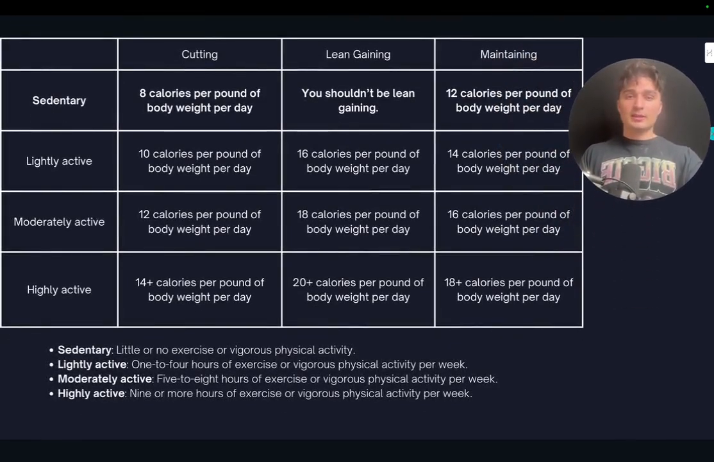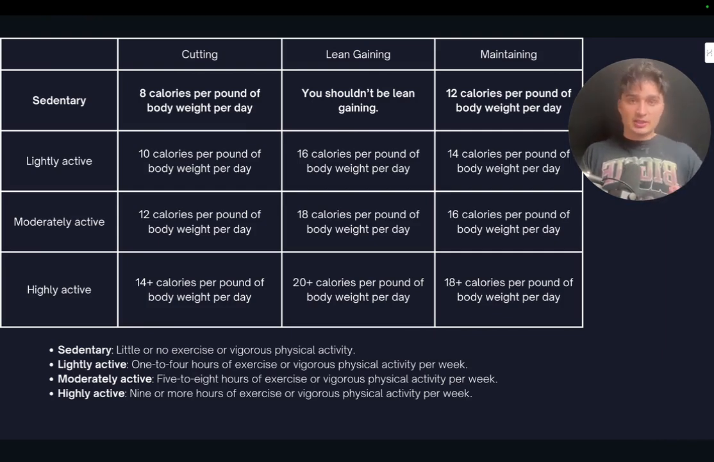So here is a table, which is again building off what I talked about last video, putting into perspective what to do if you want to cut, what to do if you want to lean gain, what to do if you want to main gain, depending on your exercise intensity and frequency. So if you don't exercise and you want to cut, you multiply your body weight in pounds by 8 every day, and you eat that many calories each day. If you want to lean gain and you don't exercise, you shouldn't be lean gaining. If you want to main gain and you don't exercise, then you need to multiply your body weight by 12 each day. Okay, and just go through this table, and whatever applies to you.